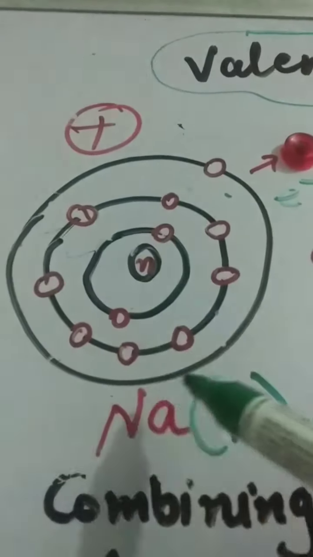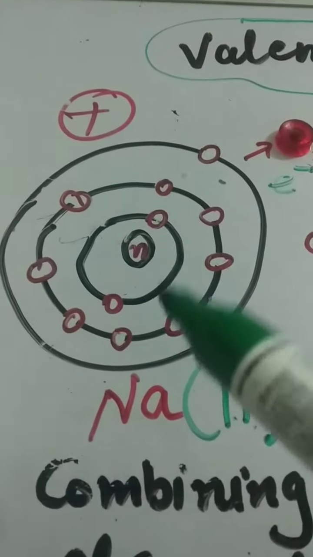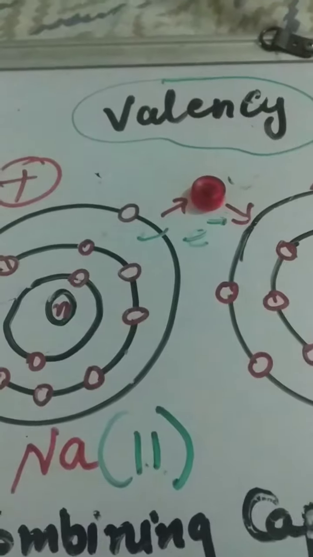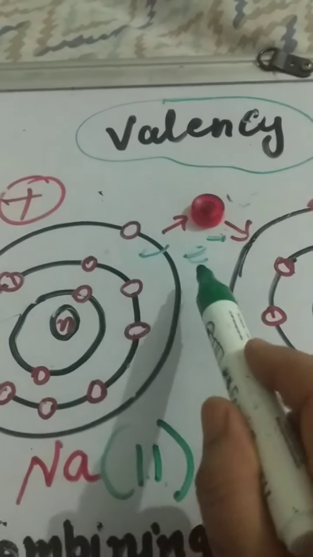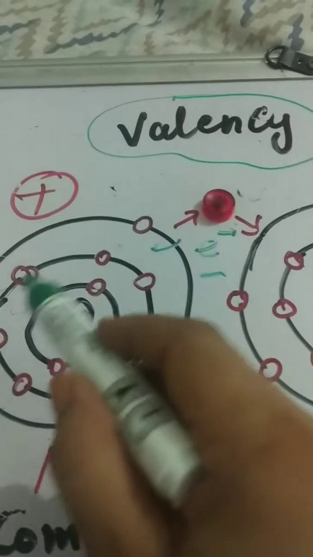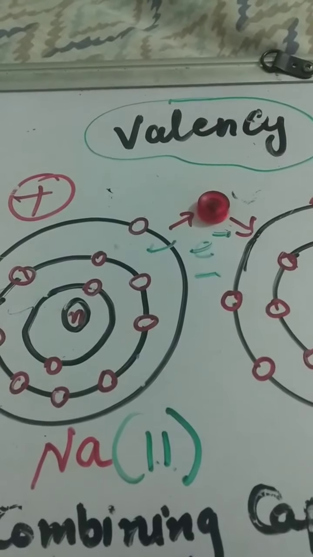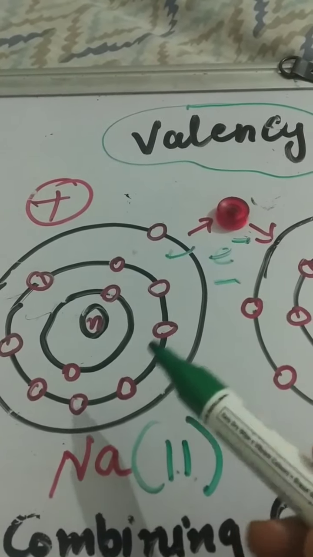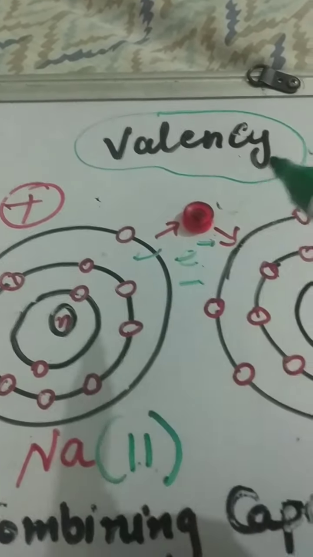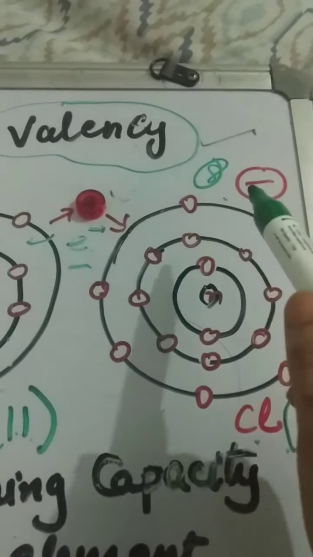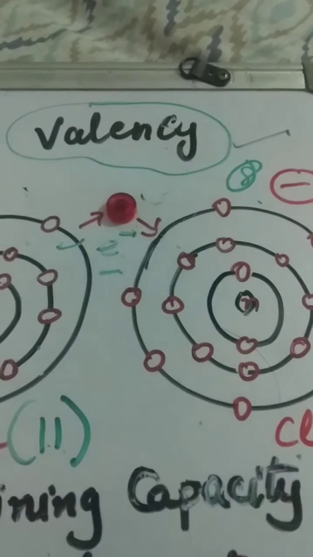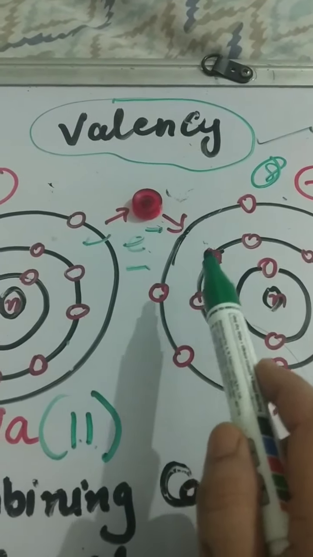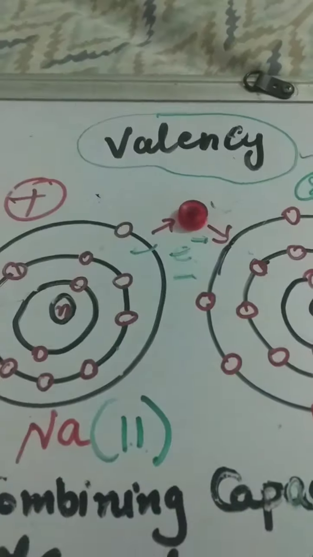And to complete its outer shell, sodium needs to give 1 electron from its outer shell. So sodium gives an electron to complete itself like a noble gas element. It gives the electron to chlorine, because chlorine needs 1 electron to fulfill its octet. So that is the combining capacity of an element. We call it the valency of an element.